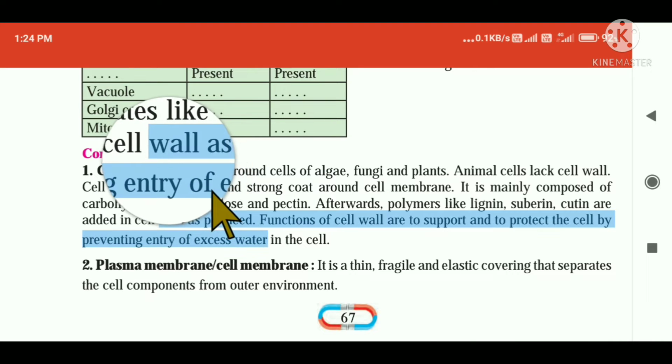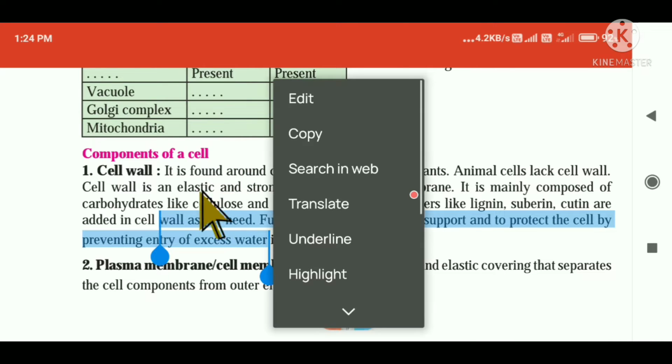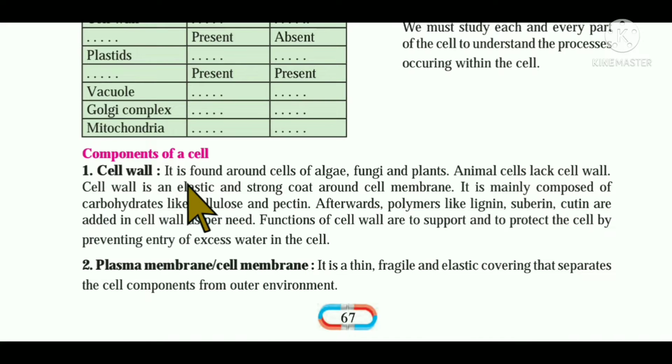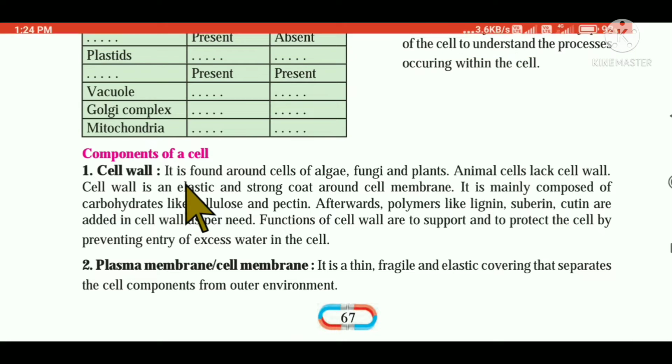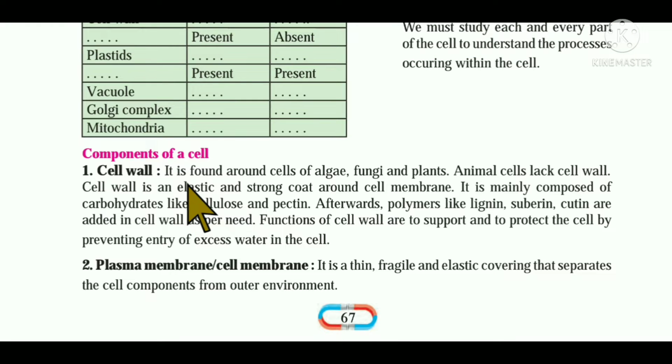Good morning, students. Today we are going to study the types of cell. In the last period we discussed two types of cells, plant cell and animal cell. Now, in today's lecture we are going to study the different components of the cell.